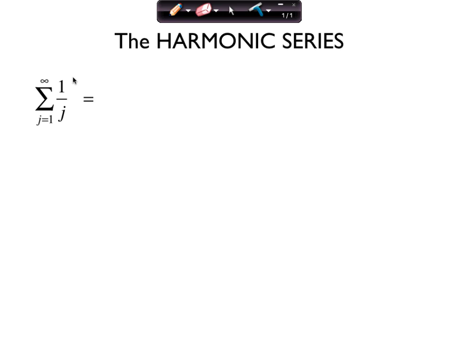And then is that any particular kind of sequence? Is it a p sequence or not? And what's the value of p? 1. So this is 1 over j to the 1, where j goes from 1 to infinity. That's a p sequence with p equal to 1.